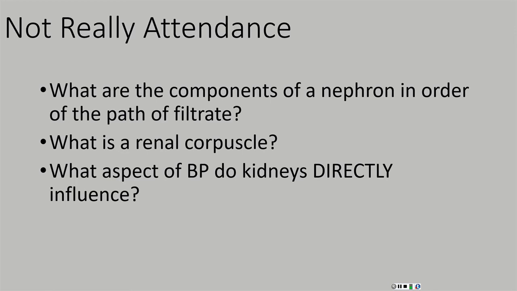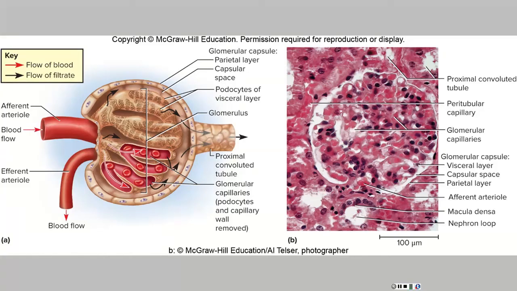All right, so let's get back to our PowerPoint. Last class we were talking about first just general formation of urine, and we began talking about the anatomy of the renal corpuscle. Here in this image, we can see the afferent arteriole that brings blood in. We can see the glomerulus here inside where that filtration is taking place. The blood that is not filtered leaves through the efferent arteriole.